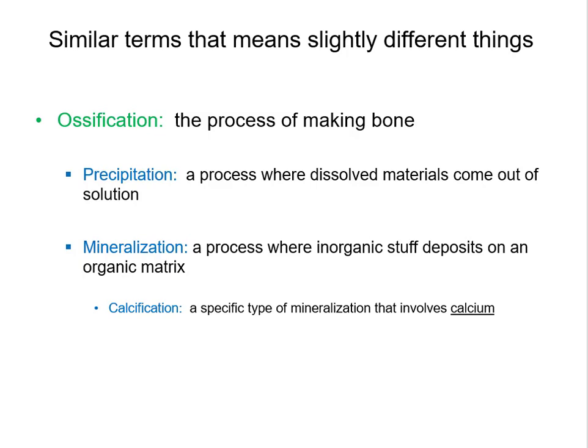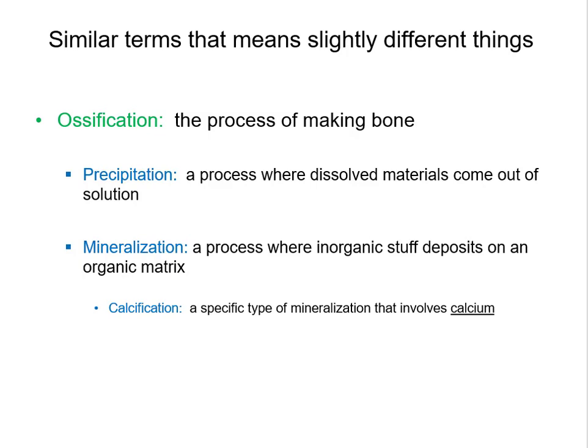So a lot of times casually, sometimes we use the terms interchangeably, but again, precipitation means those dissolved calciums swimming around in the ground substance will actually form crystal structures, and then mineralization is when they get deposited upon that organic matrix. And it's a seamless thing. It happens all together at once.